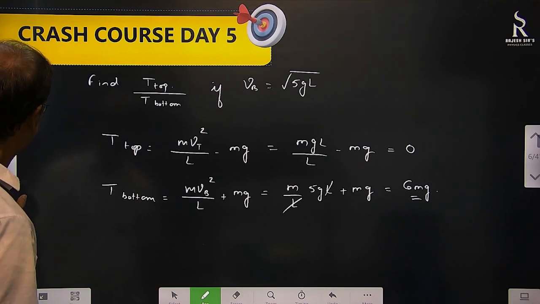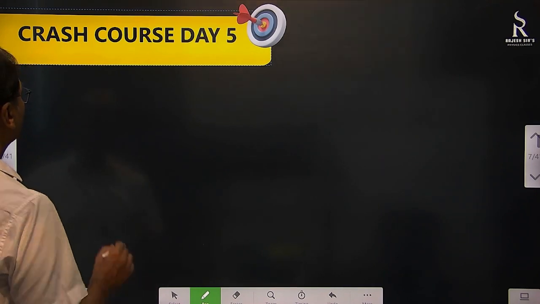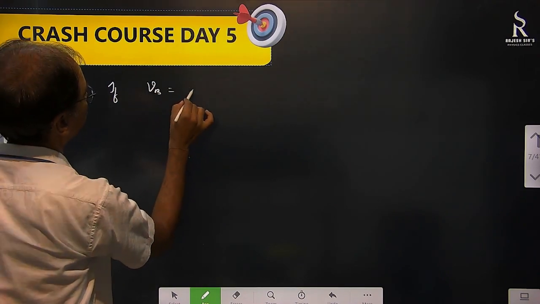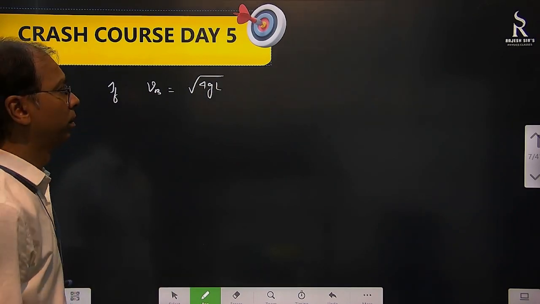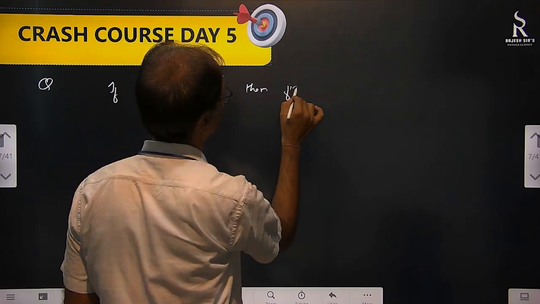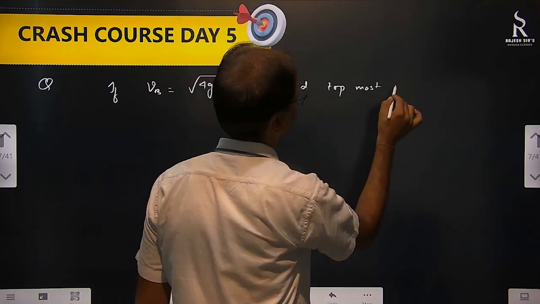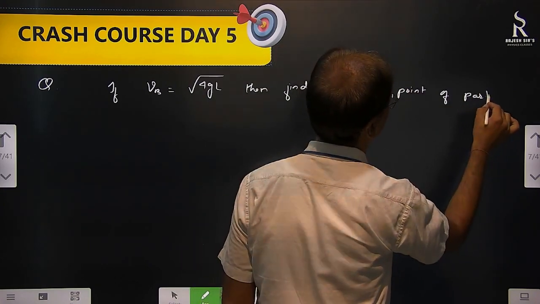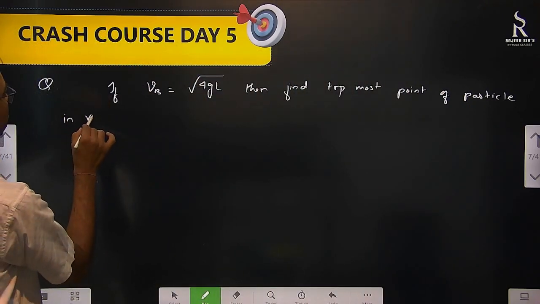Now, what more questions? They will ask you one more type of question. That question is, if VB is root 4 GL, then find the topmost point of the particle in vertical circular motion.